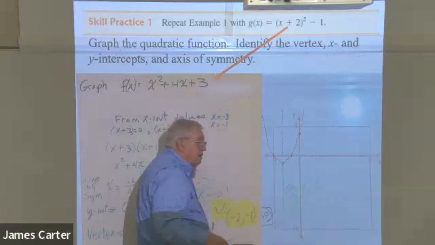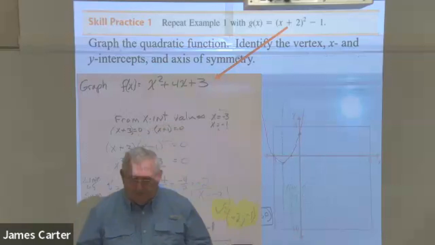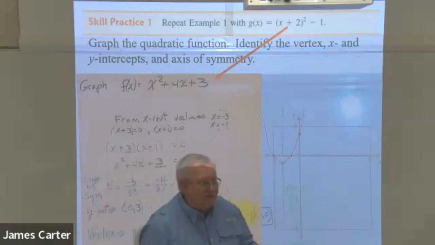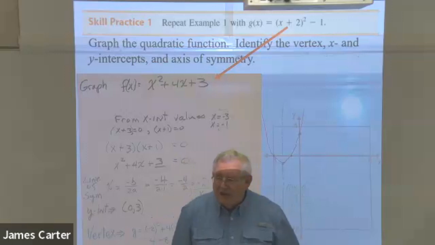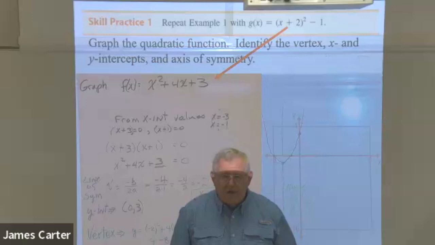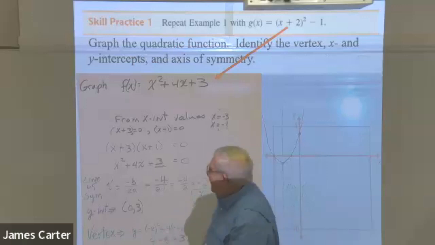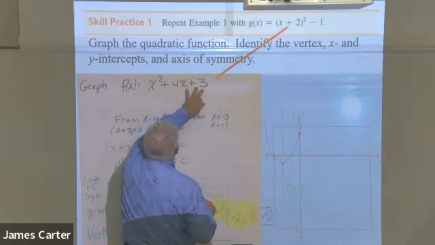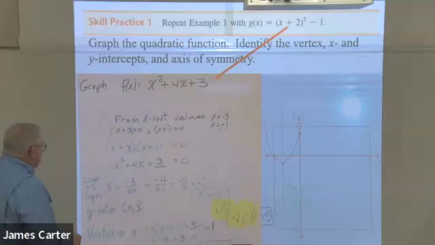Now, the typical way they try to teach you to do that in most algebra classes is by a process called completing the square. And it's a fairly lengthy process. It's a process that has a lot of dangers in it. Okay? But there's a vastly easier way to do it. The Carter way.